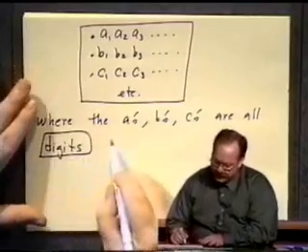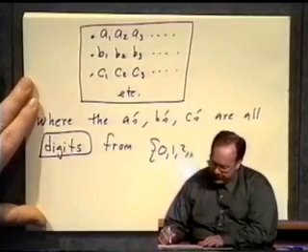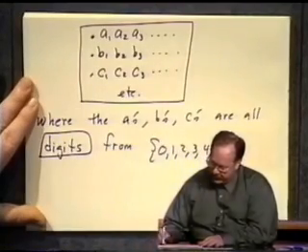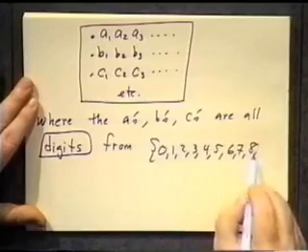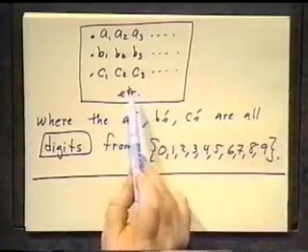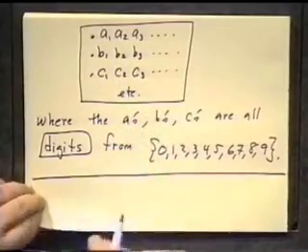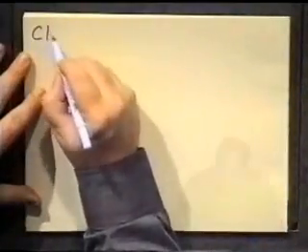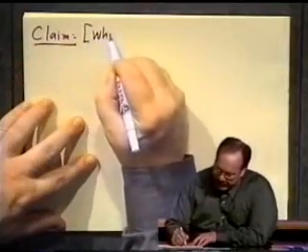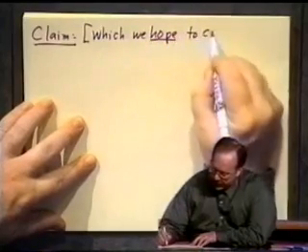They are all digits from the set of digits, which is, of course, the set 0, 1, 2, 3, 4, 5, 6, 7, 8, and 9. So all of the numbers in 0, 1 can be represented as these kinds of forms. I'm going to make the following claim, which we hope to contradict.